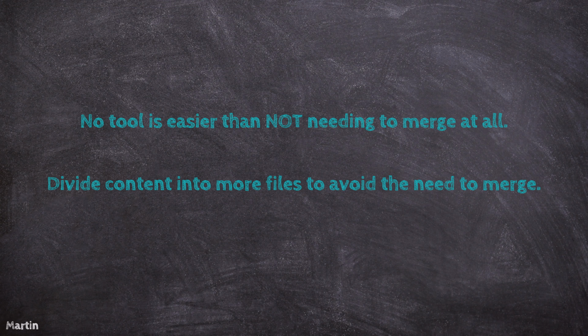While the three-way merge tool is powerful for resolving conflicts, the best strategy is to avoid conflicts altogether. The easiest merge is no merge. One effective way to do this is to break your models and data into smaller, well-organized files. This reduces overlap between team members' work and minimizes the chances of conflicts during collaboration.